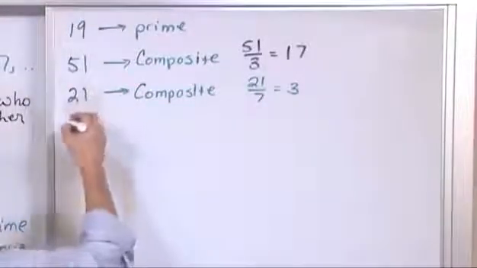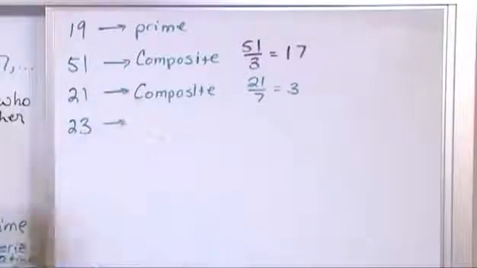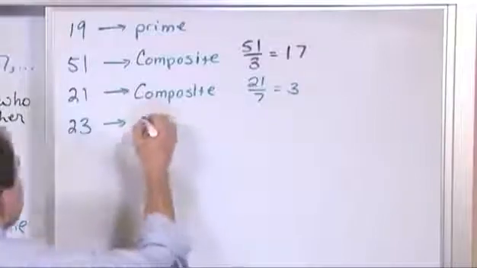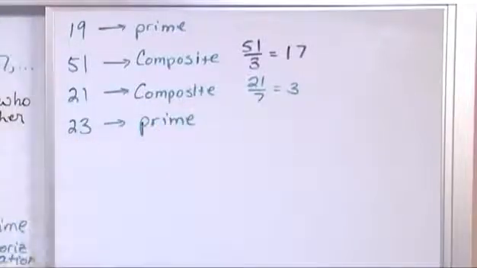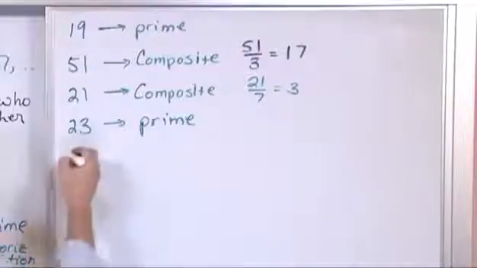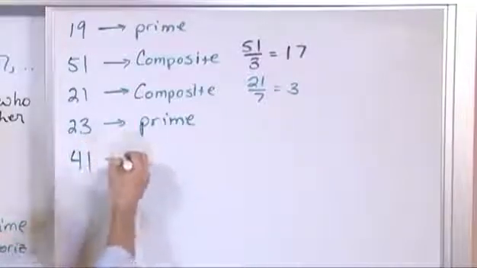What about the number 23? Is it prime or composite? Well, I'm looking for something to divide into 23, but I can't find one. So I'm going to call it prime. I can only divide this by 1, and I can only divide it by 23. If I try to divide by 11 or 10 or 15 or anything else, I'm not going to get a nice even number.